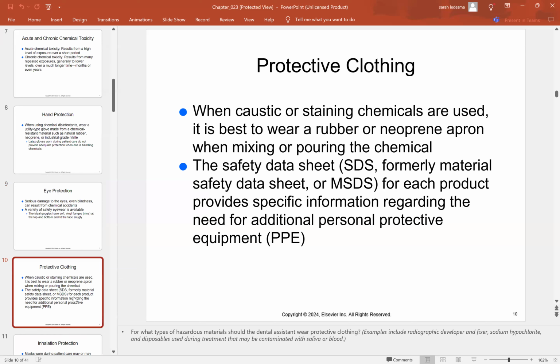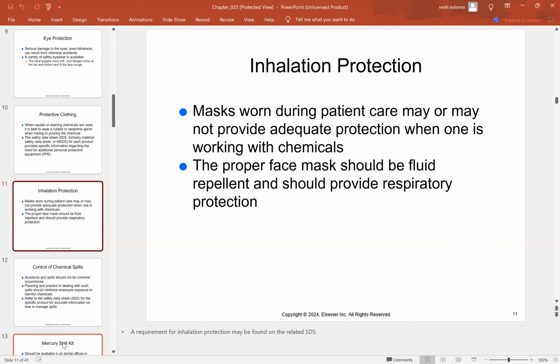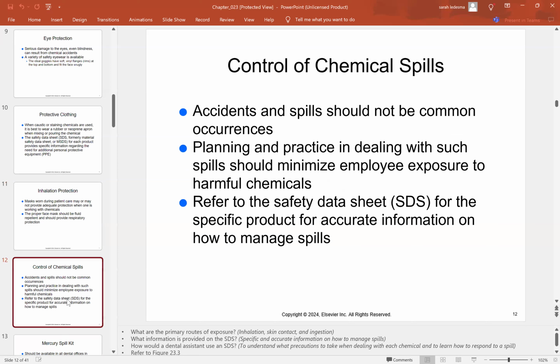Protective clothing. When caustic or staining chemicals are used, it's best to wear a rubber or neoprene apron when mixing and pouring the chemical. The STS or MSDS for each product provides specific information regarding the need for additional personal protective equipment. Inhalation protection. Masks worn during patient care may or may not provide adequate protection when one is working with chemicals. The proper face mask should be fluid repellent and should provide respiratory protection.